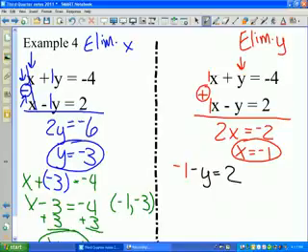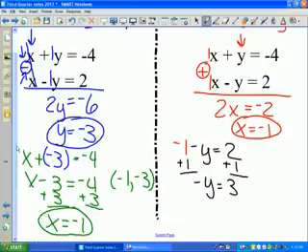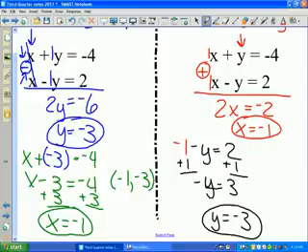So I want to get y by itself. That means I have to add 1 on both sides. Then I have a negative y equals 3. We are not done. I want to know what y equals. So if negative y equals 3, that means y is going to equal negative 3, because if I divide everything by negative 1, my negatives are going to cancel out, leaving me with my y. 3 divided by negative 1 is just negative 3.